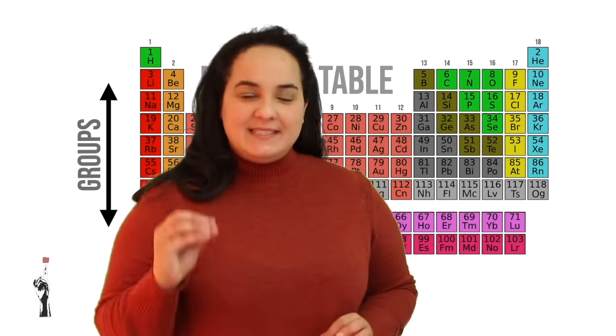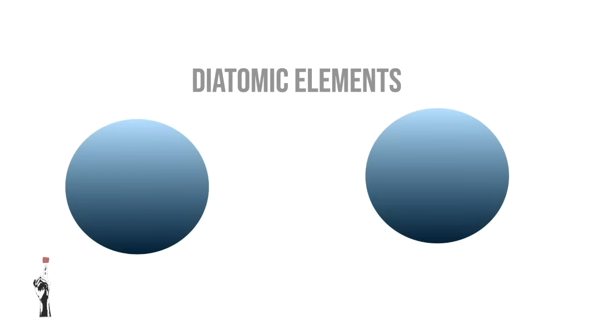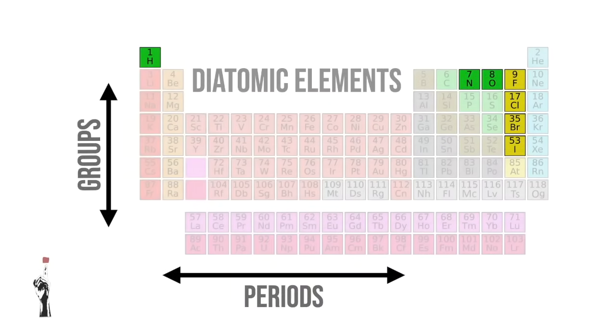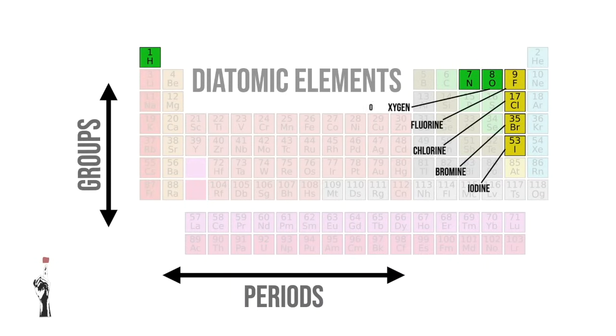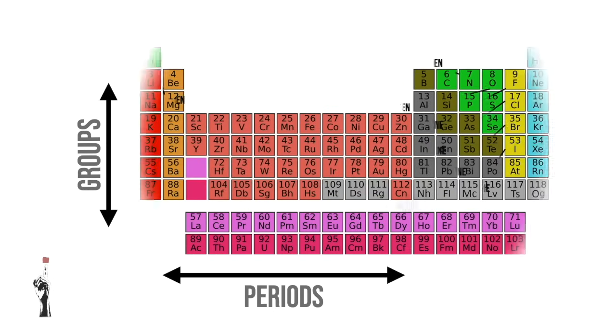In grade 8, we studied the 7 diatomic elements. And remember, a diatomic element is where two identical atoms are bound together. The 7 diatomic elements include iodine, bromine, chlorine, fluorine, oxygen, nitrogen, and hydrogen. An easy mnemonic to remember is I bring clay for our new house. The starting letter of each word indicates the symbol of the diatomic element.